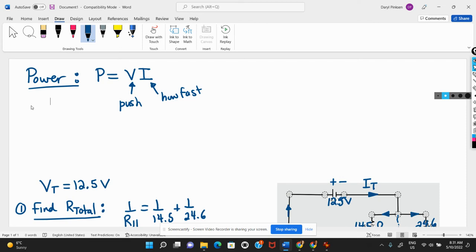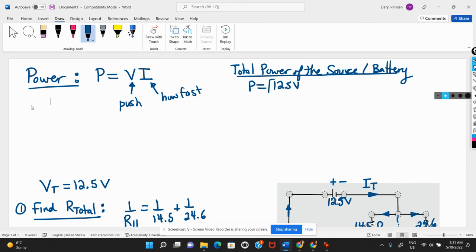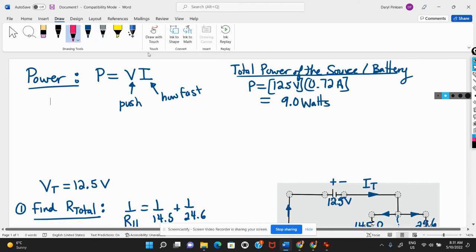So the total power in the circuit is going to be the 12.5 volts. So the total power of the source, which in this case is the battery, is going to be 12.5 volts, and the current that's flowing through it is 0.72 amps. We already discovered this, right? So the total power is going to be 12.5 times 0.72, which is 9 watts. 9.0 watts. That's the unit of power, right?